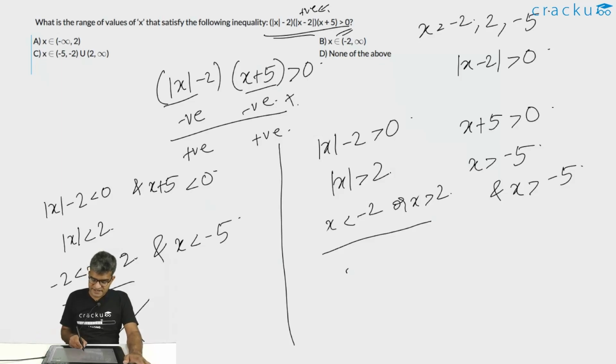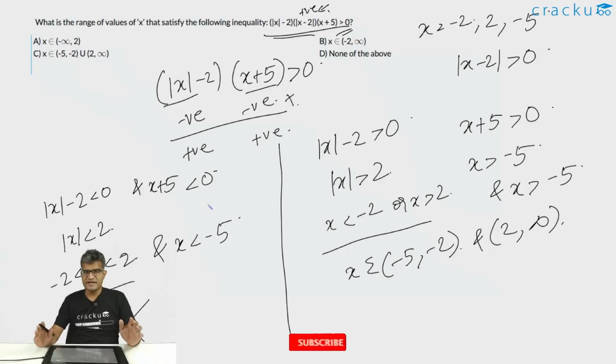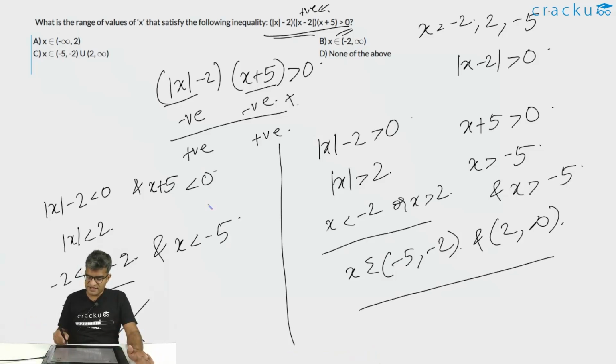So the values that x can take lie between -5 to -2 and 2 to infinity. Basically, x is greater than -5 and x cannot lie between -2 and +2. These are the values that x can take. If you are looking at the options, the correct option is option C.